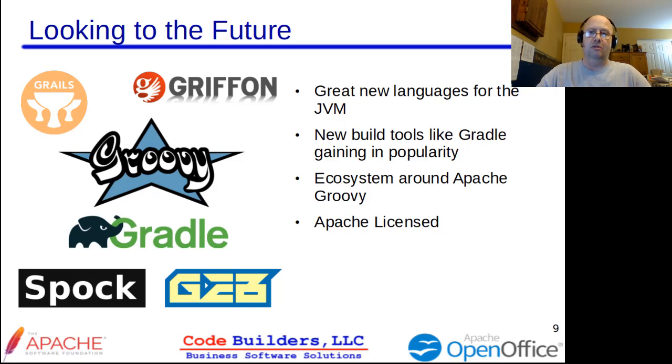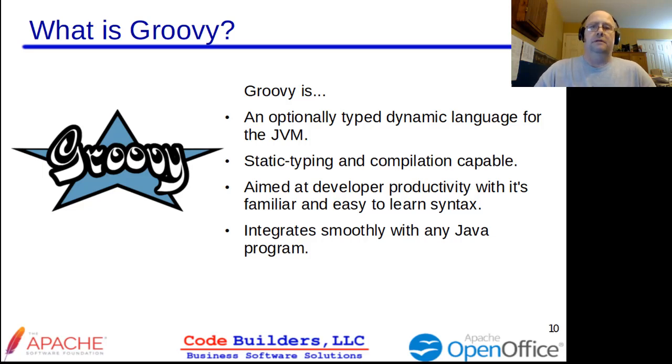applications. It has a large ecosystem of projects around it, like the Gradle build tool, Spock and Geb for unit and functional testing, and Griffon for desktop applications, just to name a few. So what is Groovy? It's an optionally typed dynamic language for the JVM. What does that mean? Well, similar to Python, Groovy has the def keyword, which you can use when declaring a variable, and it will let the compiler decide the type. Or you can optionally declare the type yourself, or statically type it. You can also statically compile Groovy for performance on par with Java. Groovy can run 95% of Java code as is, and it integrates smoothly with any Java program and compiles to Java bytecode.